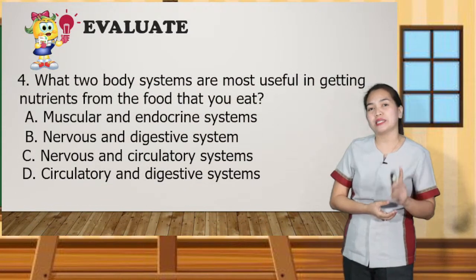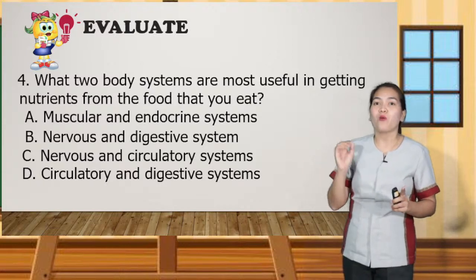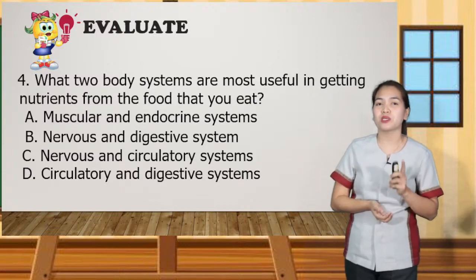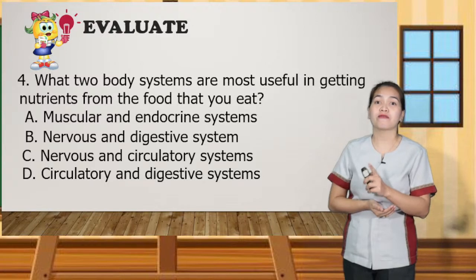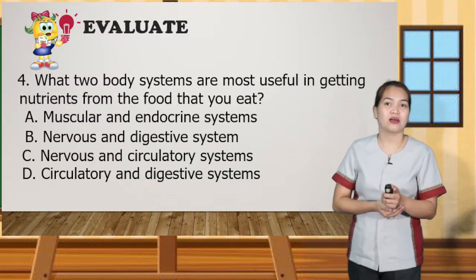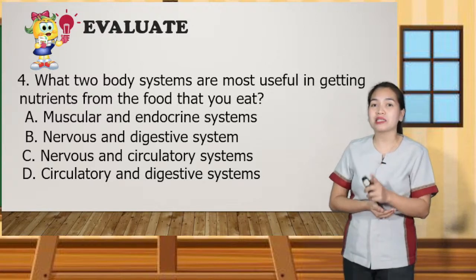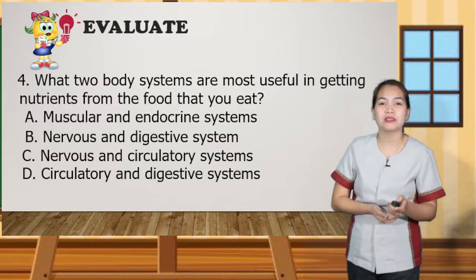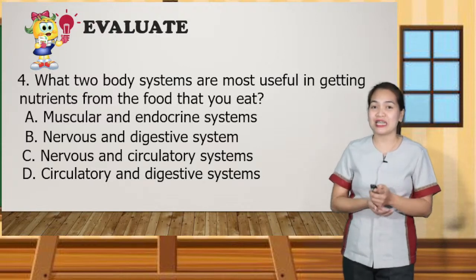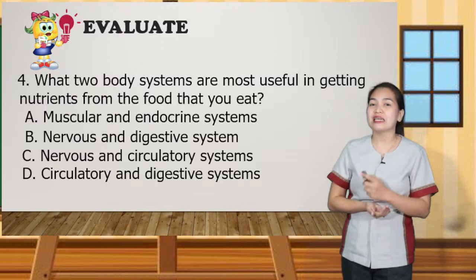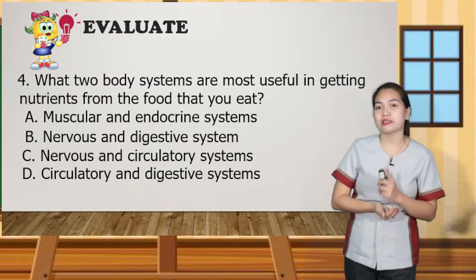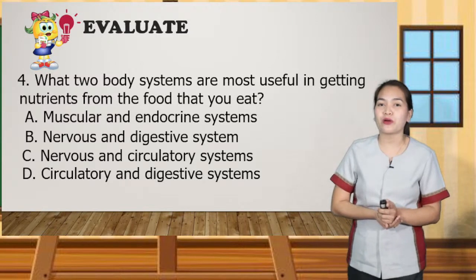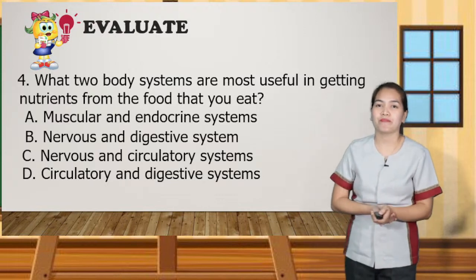Okay, we're now on number 4. What two body systems are most useful in getting nutrients from the food that you eat? A, is it muscular and the endocrine systems? B, nervous and digestive system? C, nervous and circulatory systems? Or D, circulatory and digestive system?